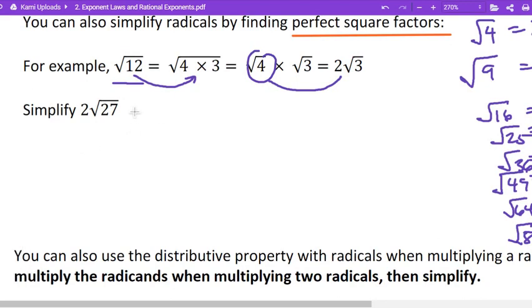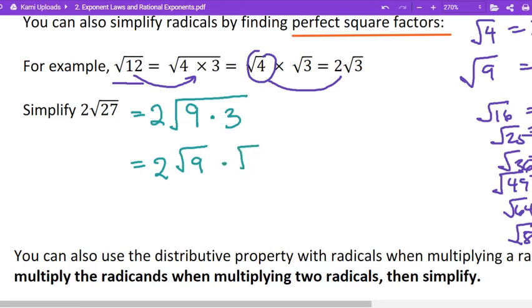We've got 2 root 27. So the 2 stays. Now 27, how can I break that down into smaller factors, one of which being a perfect square? Yeah. 9 times 3. And so that means that it's root 9 times root 3. Right? And that's times 2. And the square root of 9 is what? Yeah, so I've got 2 times 3 times root 3.